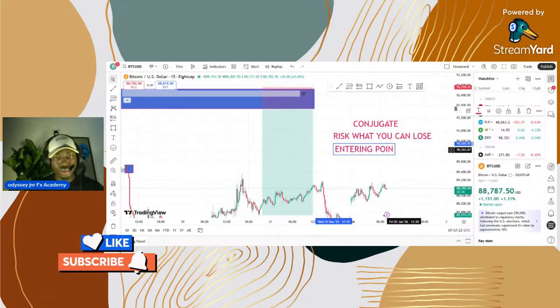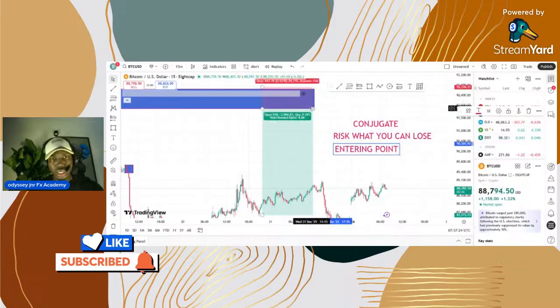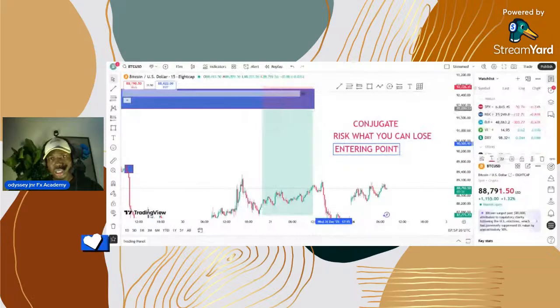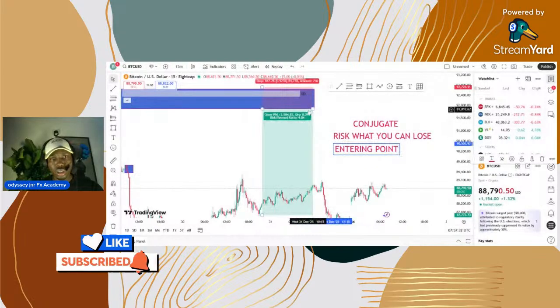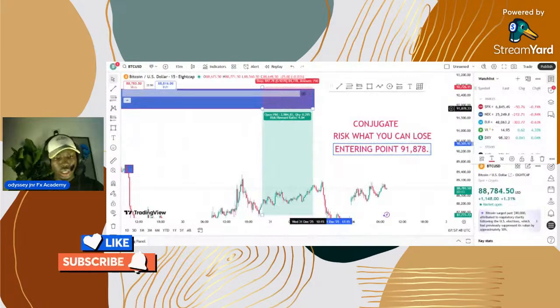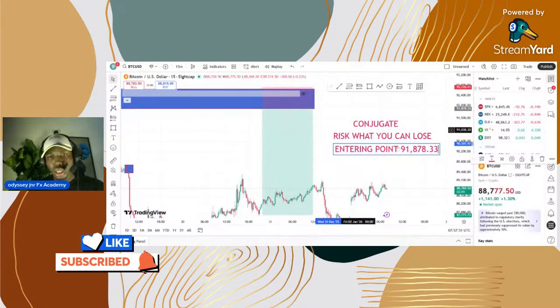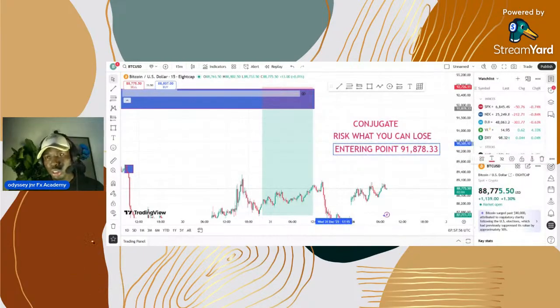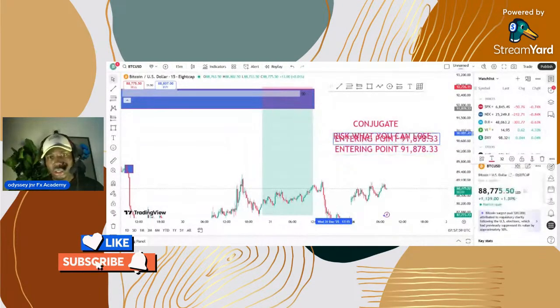Okay, so let's look at our entry point. Our entry point is 9187.33. That's for BTC. Our entry point on BTC is this. Now let's clone it.